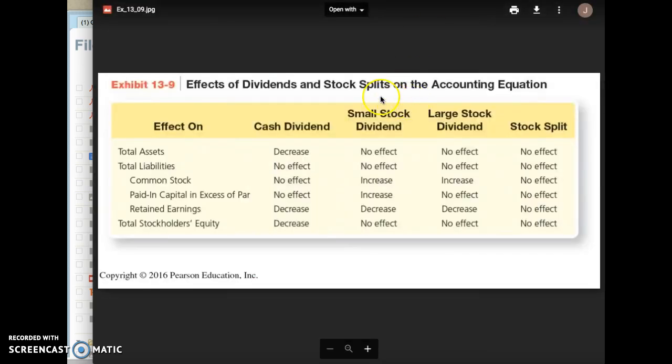And finally, here is 13.9, which reflects the different effects of the various types of dividends and also the stock split on the elements of the financial statements, basically the balance sheet. And so if you understand what this is saying, then you're in pretty good shape for this chapter.